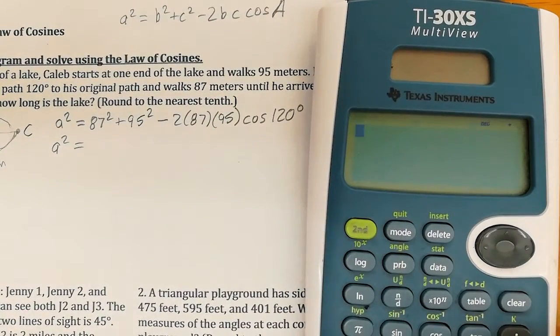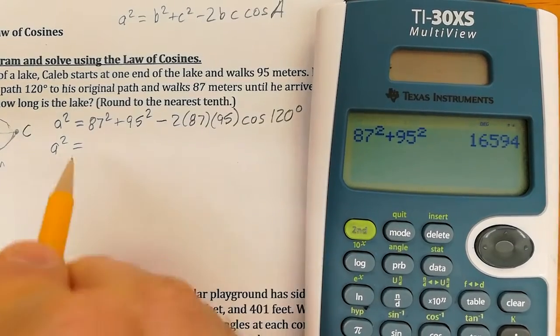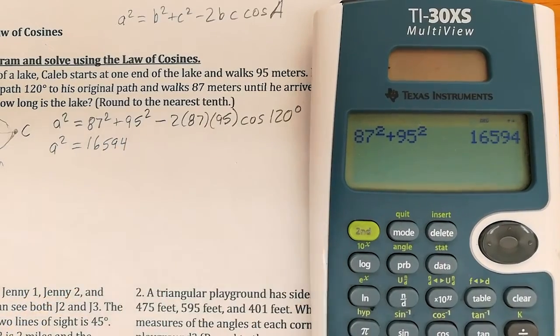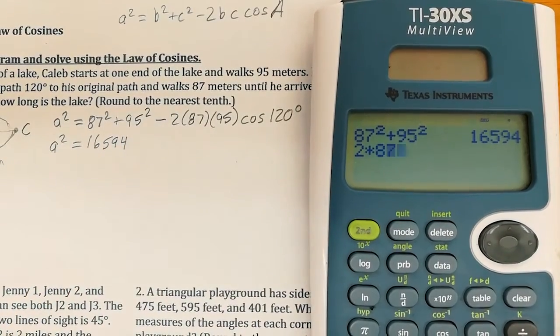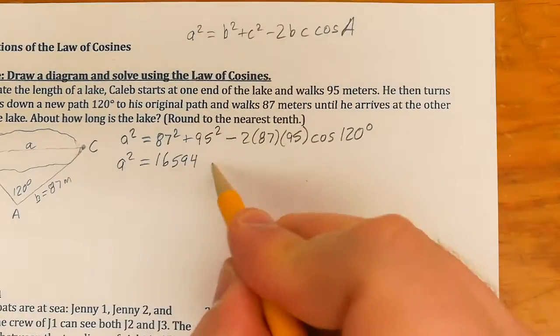So I'm going to go ahead and just, so we'll go 87 squared plus 95 squared. That equals 16,594. And then let me multiply those three numbers together. 2 times 87 times 95, 16,530.